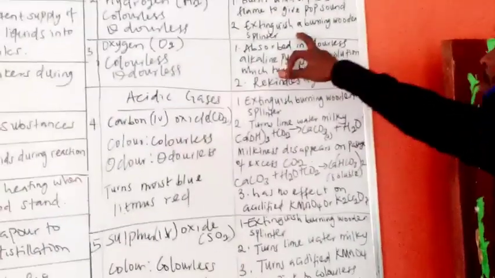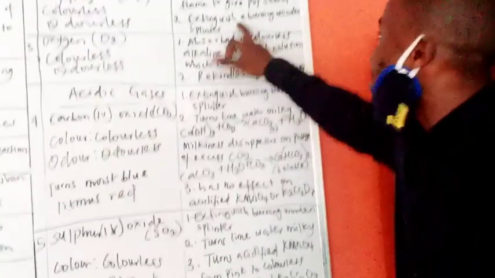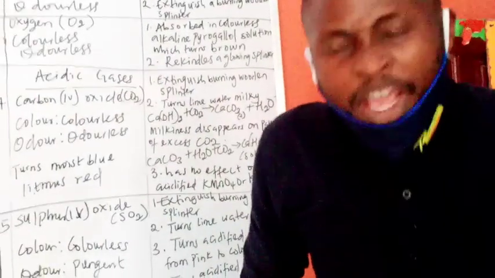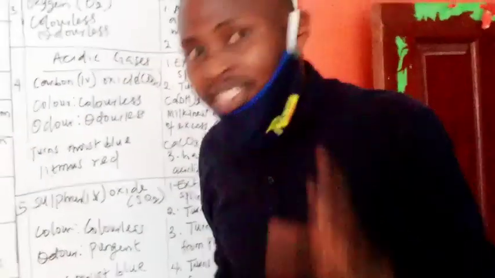Thereafter, the second way by which you can identify hydrogen gas is that it extinguishes a burning wooden splint. For instance, if there is hydrogen gas here and you bring a burning wood inside it, it will die off. So number one is that it burns with a blue flame to give a pop sound, and of course, it extinguishes a burning wooden splint when you bring it in contact.